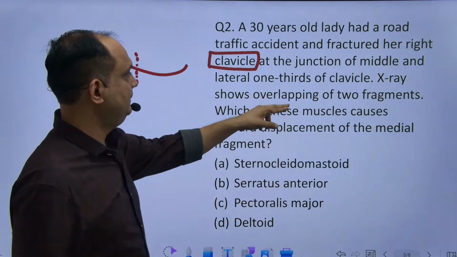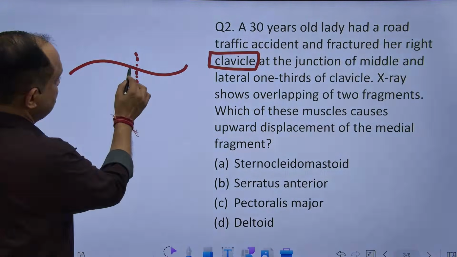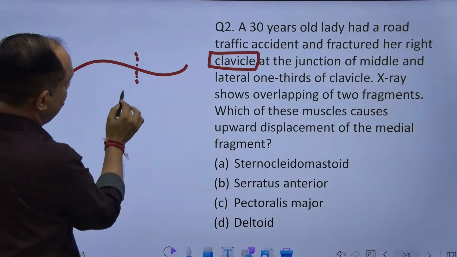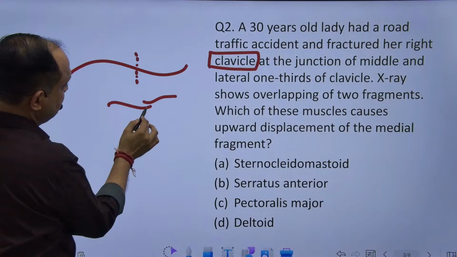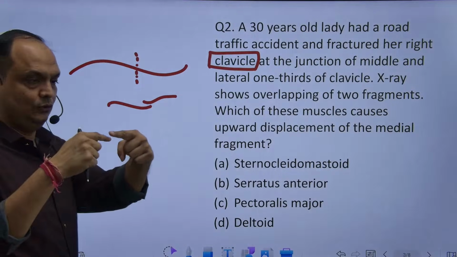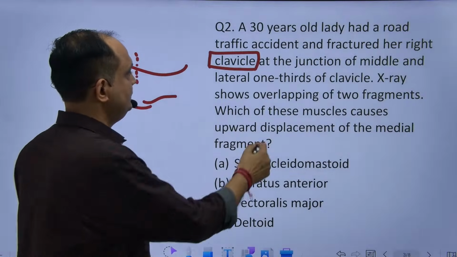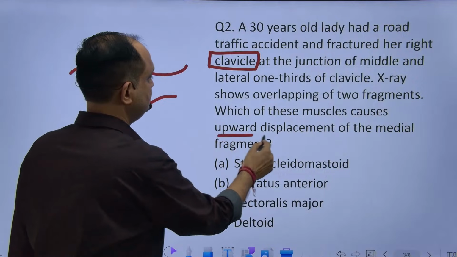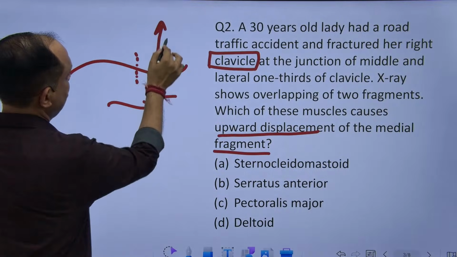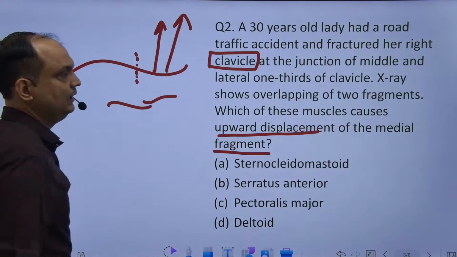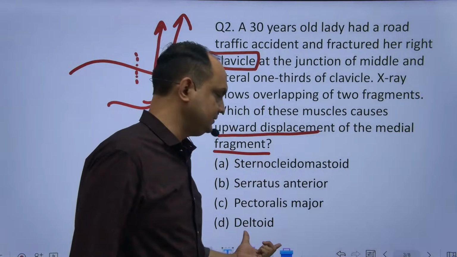X-ray shows overlapping of the two fragments. That means these two fragments are not in one line. There is an overlapping like this. So one fragment is down, the other is up, so there is an overlapping of the fragments. Which of these muscles causes upward displacement of the medial fragment? That means this medial fragment is pulled upward by the action of which muscle?